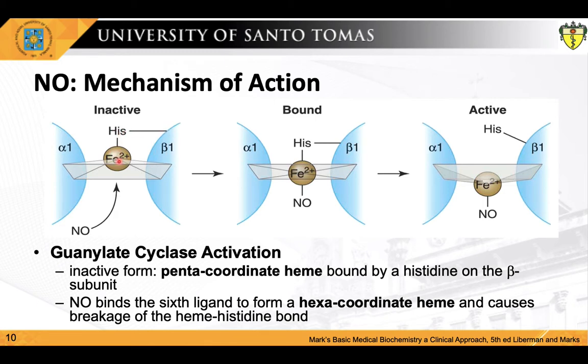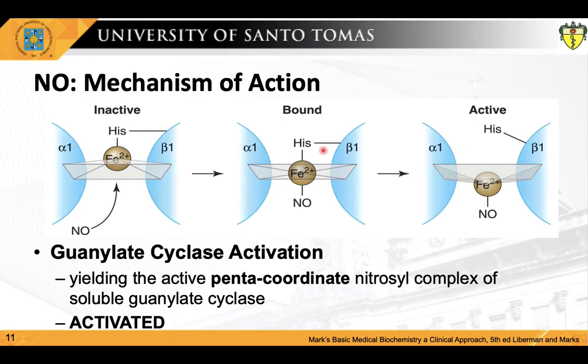Nitric oxide now binds the 6th ligand to form a hexa-coordinate heme and causes breakage of the heme-histidine bond. The breakage of this heme-histidine bond now yields the active penta-coordinate nitrosyl complex of soluble guanylate cyclase. Activation of soluble guanylate cyclase causes up to 400-fold increase in the rate of cyclic GMP formation.